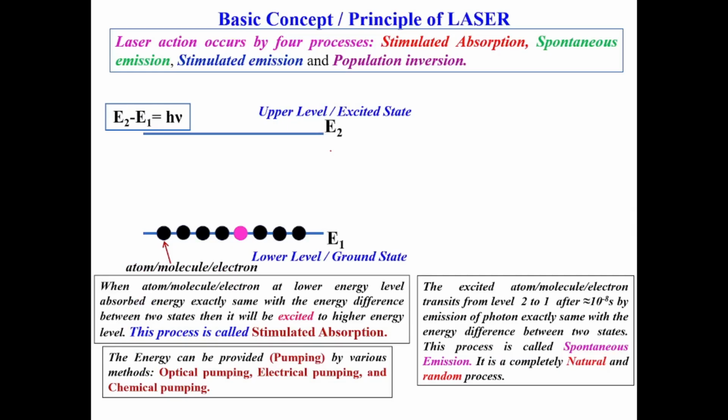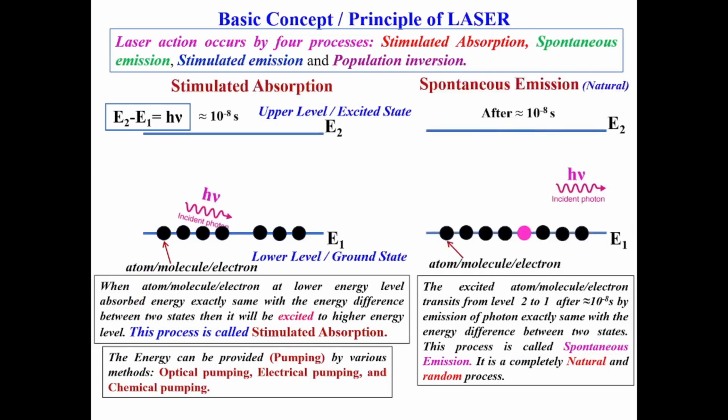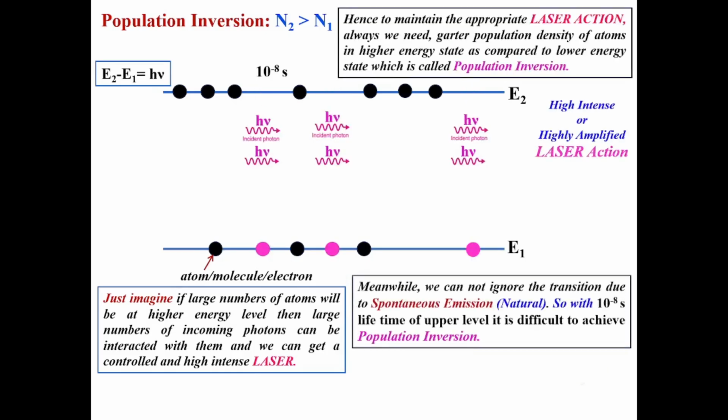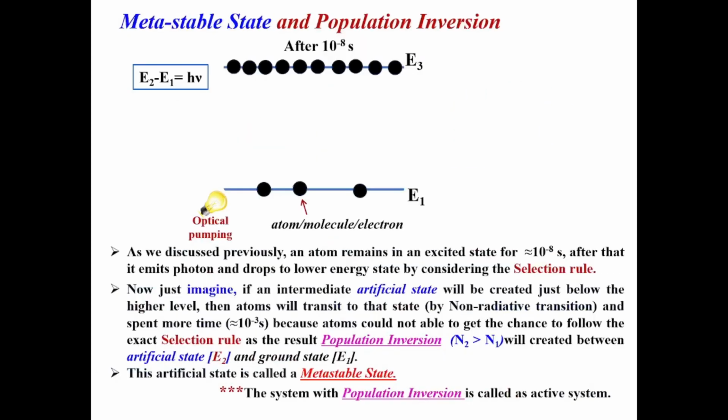So these things we have already discussed: what is stimulated absorption, spontaneous emission and stimulated emission and population inversion. Population inversion is a necessary condition for laser action. So to achieve the population inversion, we need a metastable state in between the higher level and lower level. Why it is required, we discussed in our last class in detail.